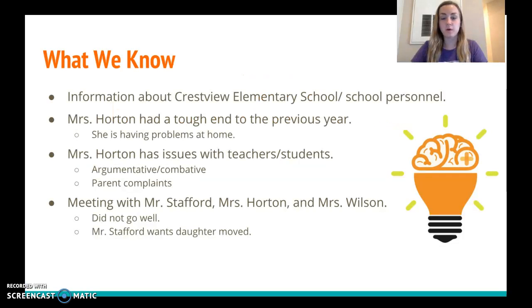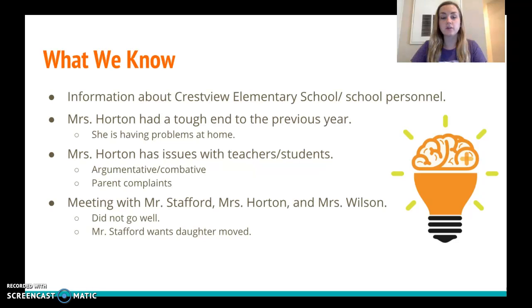So first I'm going to talk about what we know about the case. We know information about Crestview Elementary School. It's a rural school, seems to have a good reputation, good student outcomes. And we also know about the school personnel. We know that Mrs. Wilson is the principal, and she's in her third year of being principal there. And we know that Mrs. Horton is a veteran teacher there. She's been a Teacher of the Year of the district.